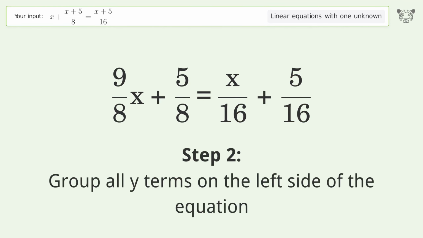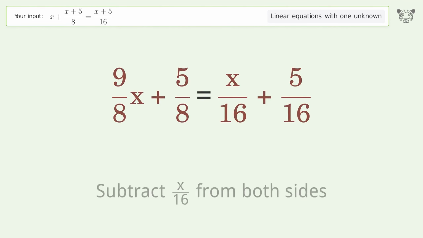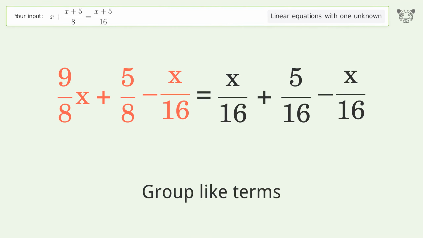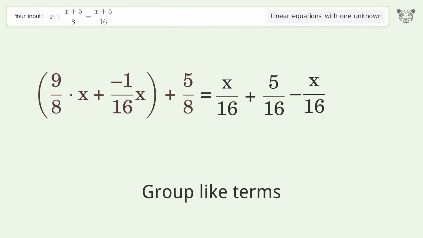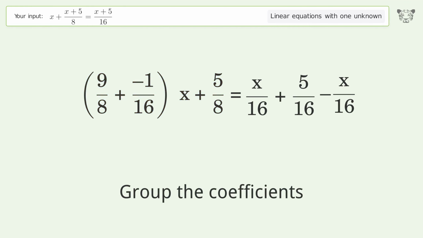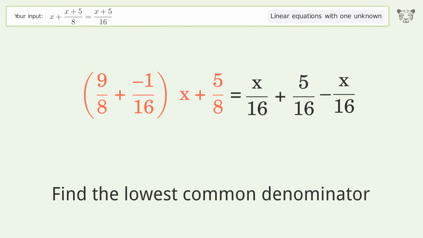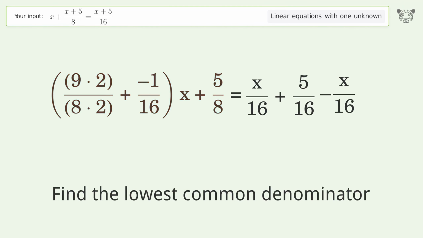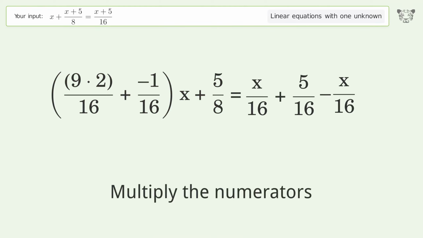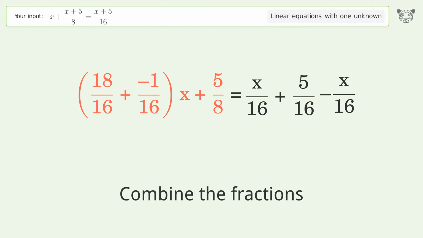Group all y terms on the left side of the equation. Subtract 10/16 from both sides. Group like terms. Group the coefficients. Find the lowest common denominator. Multiply the denominators. Multiply the numerators. Combine the fractions.